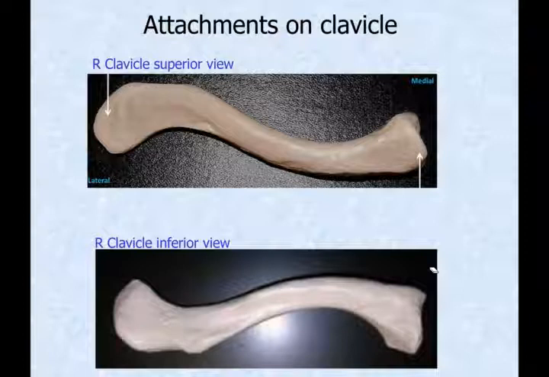Now first understand the picture. This is the superior view of the clavicle, and this is the inferior view of the clavicle. When I show you the attachments, if muscles are attached anteriorly or posteriorly, you will see them in both views, not only in one view. But if they are attached to the superior surface, you will only see them in the superior view. If they are attached to the inferior surface, you will only see them in the inferior view.